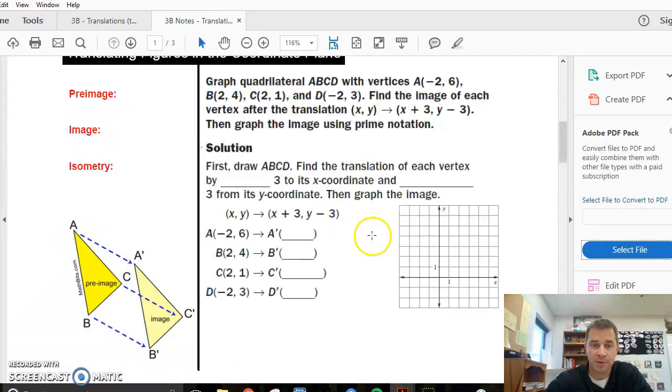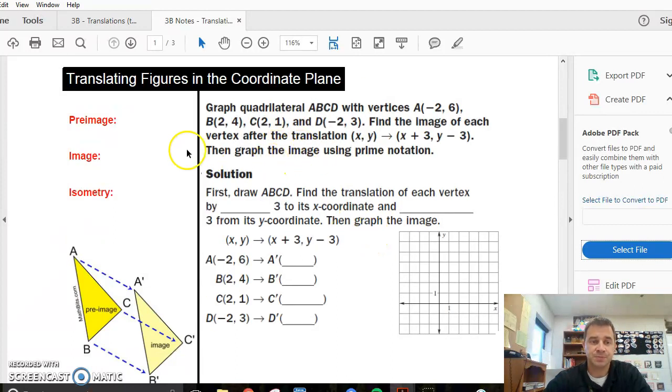So if you go down to the bottom of your page, it should look something like this, and we've got an image of what's going on over here, just as a reminder. The pre-image is that first image that we're starting with, that's marked here with A, B, and C, and then the new image that comes from that, the prime image that we called the other day, is marked with A prime, B prime, and C prime. Okay, we'll talk about isometry in just a little bit.